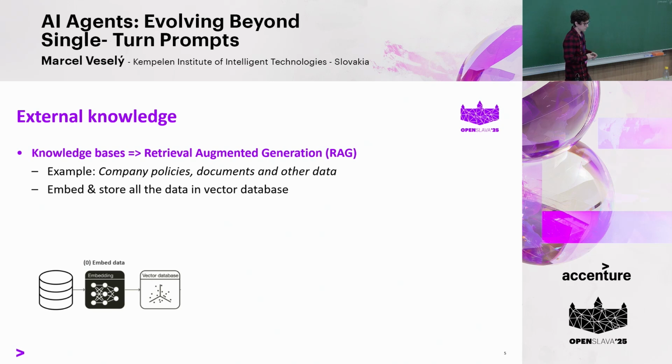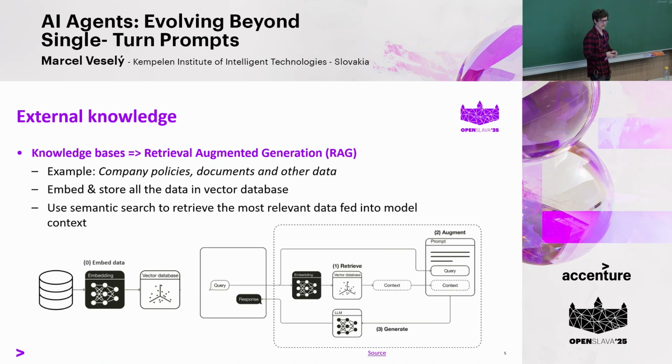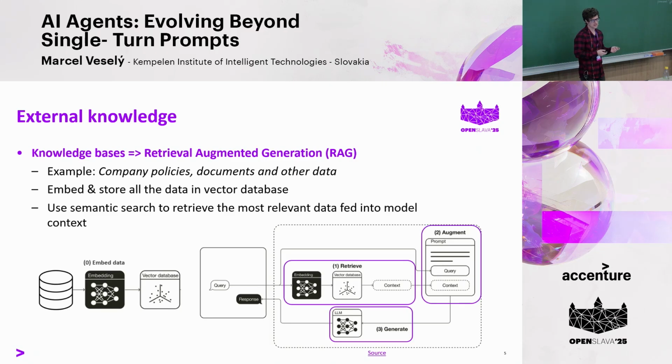Simply put, what we do is we embed and store all the data in a vector database. And then we use semantic search to retrieve the most relevant data, the most relevant documents pertaining to your particular question. And that is subsequently fed into the model context. And once we have it in model context, we can use it to condition the final response of the model, so that it uses and is biased by that particular information that is relevant to the user query.